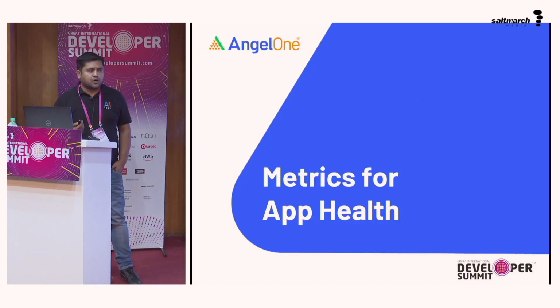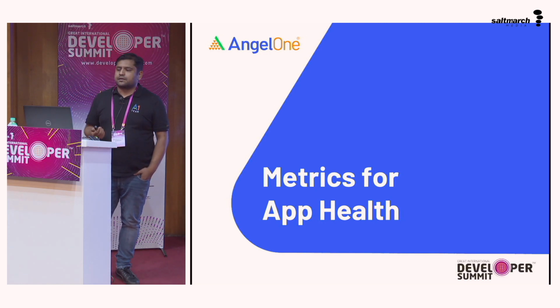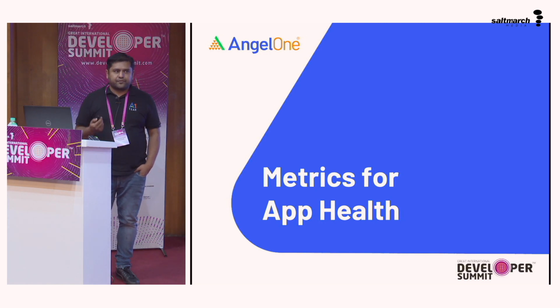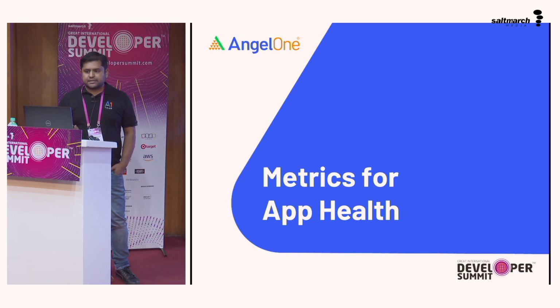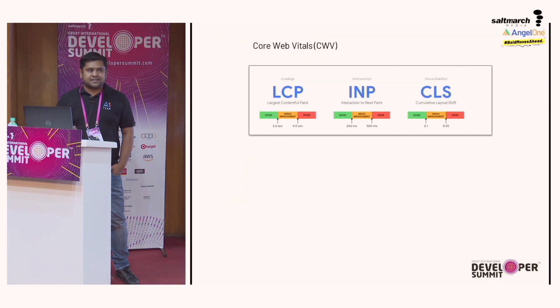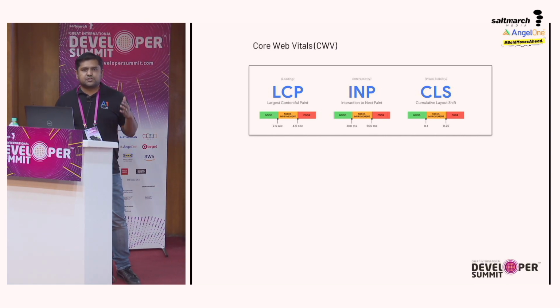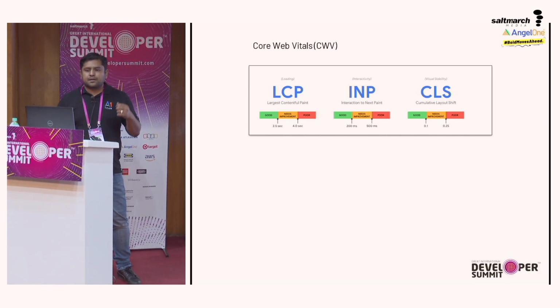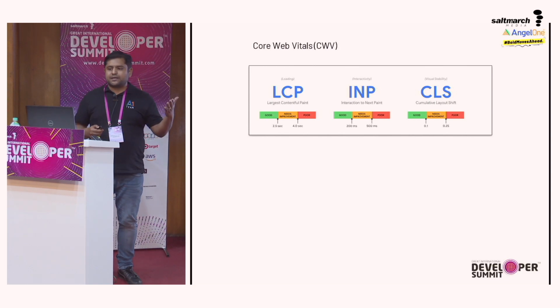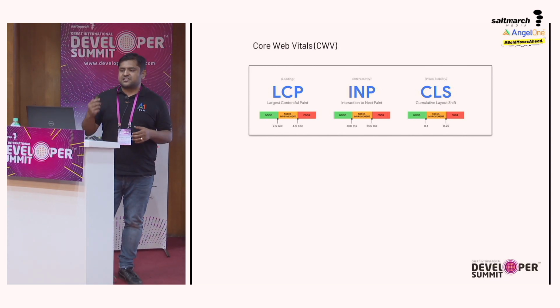So how will you know how your web page is performing? Is there any metric for that? The answer is yes. There are Web Vitals from Google. Web Vitals are a kind of health check for your app. Web Vitals are divided into two parts. One is Core Web Vitals, which includes LCP, INP, and CLS.